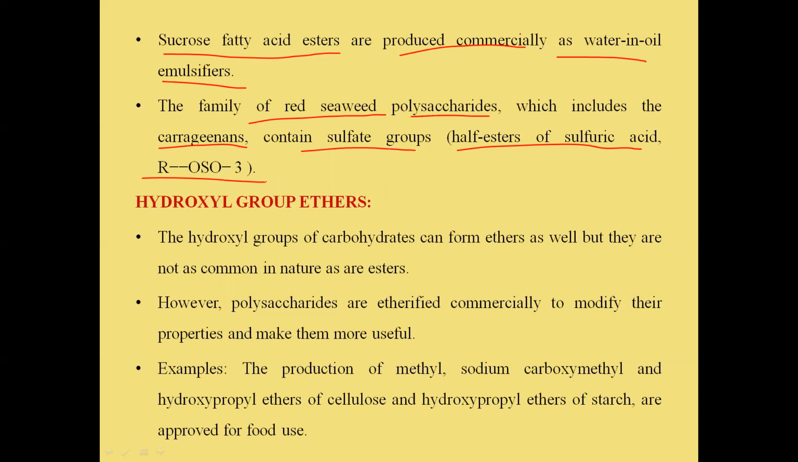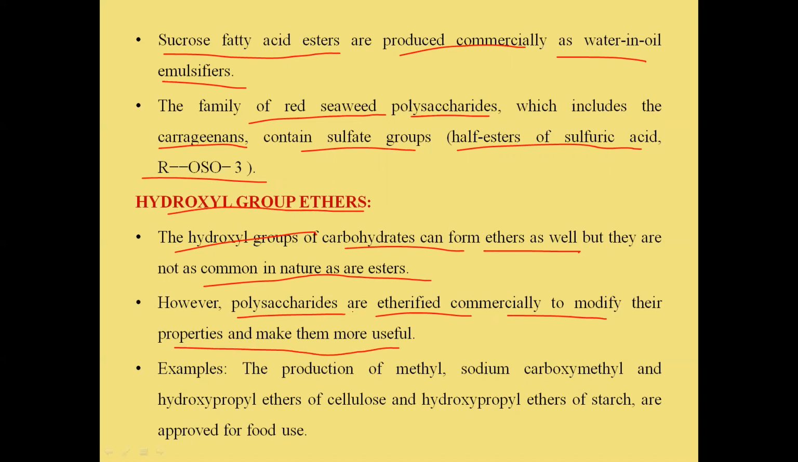The next one is the hydroxyl group ethers, where the hydroxyl groups of carbohydrates can form ethers as well, but they are not as common in nature as esters. However, polysaccharides are etherified commercially to modify their properties and make them more useful. This is what happens in modified starch, which we will discuss when we see the starch part. Examples are the production of methyl, sodium carboxymethyl and hydroxypropyl ethers of cellulose and hydroxypropyl ethers of starch, which are approved for food use. This hydroxypropyl ether of starch is a modified starch approved for food use.